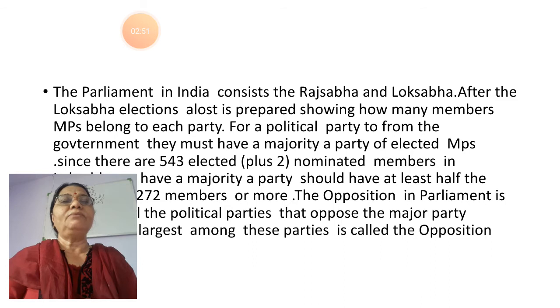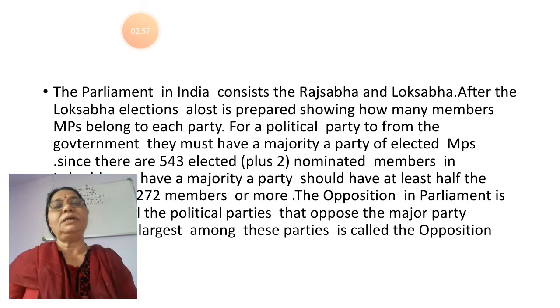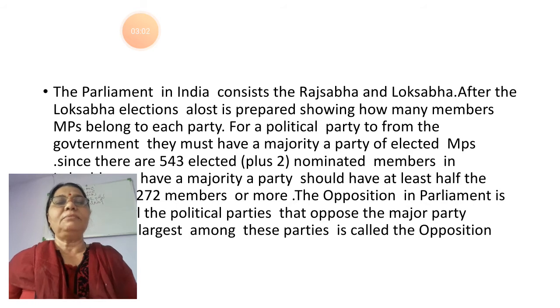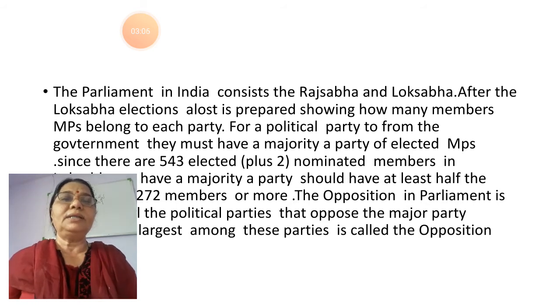But 543 plus nominated means more than half the members. If any party gets that, then only they make their government. Suppose there are many political parties, I am going to give you an example: Bharatiya Janata Party, Congress Party, Shiv Sena, then Manse, many such political parties are there. And after the Lok Sabha election, if 272 members of any party are elected, then only that party gets the right to make their government, otherwise not.